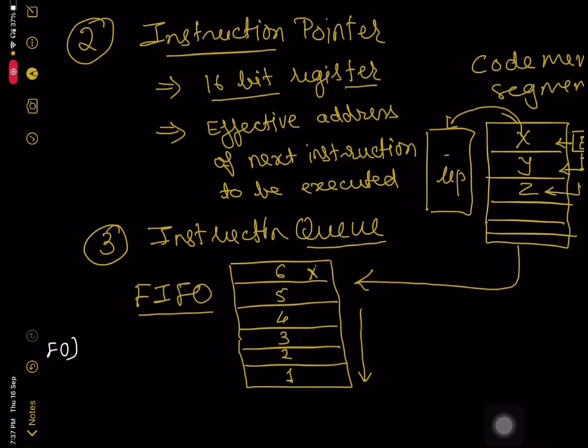X will come first, then it will be brought to the second register, then Y will come, then X will come here, Y will come here, Z will be brought, then X will come here, Y will come here, Z will come here, the next instruction will be brought here. Likewise, all the instructions will be brought into the instruction queue one by one, and this way there are 6 registers available in the instruction queue.